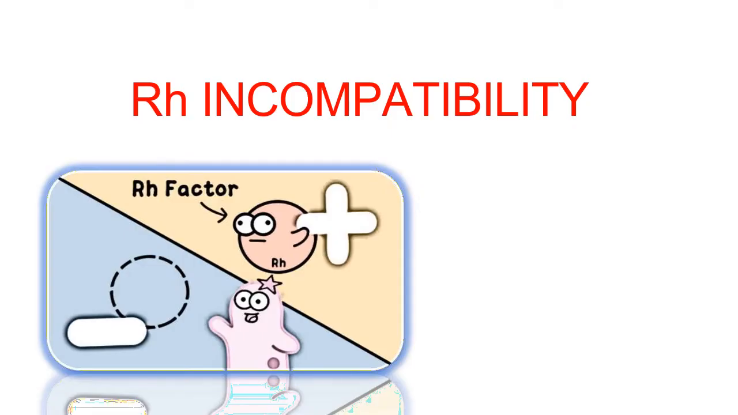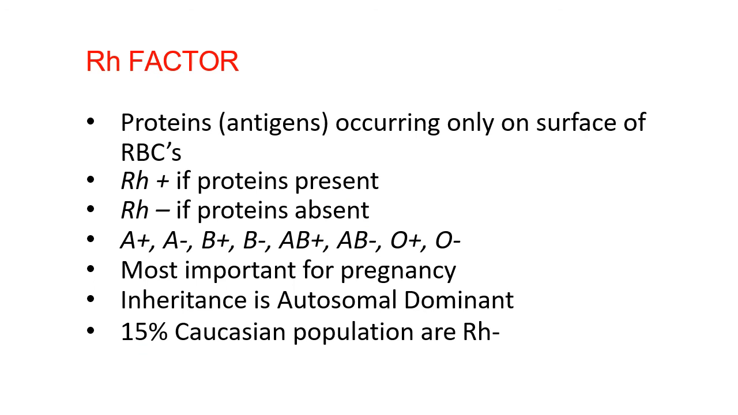Now, one important thing you should know is RH incompatibility, very commonly seen and asked also in gynecology and pathology. So, what is RH factor? There are proteins or antigens which occur only on the surface of RBC. If the proteins are present, it is RH positive. If the proteins are absent, it is RH negative. So, according to that, the blood groups are given positive or negative.